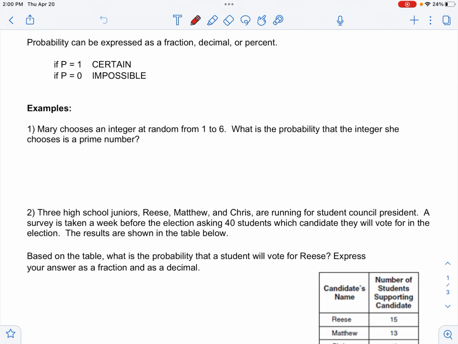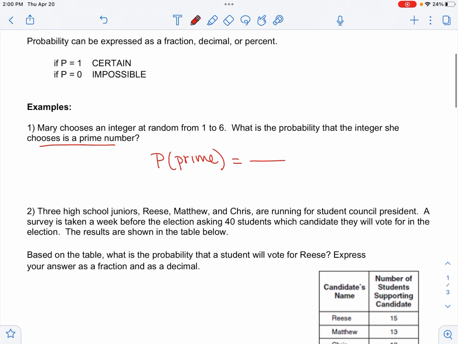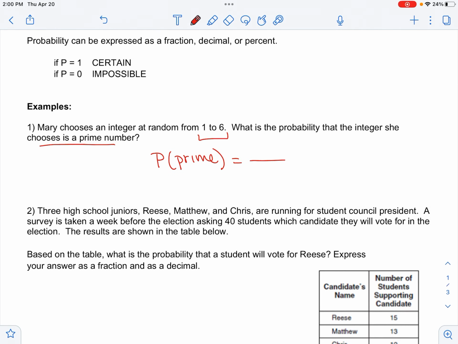So let's take a check here. Mary chooses an integer at random from 1 to 6. What is the probability the integer she chooses is prime? So probability prime, I always like to do the denominator first. How many outcomes could there be? There are 6 different outcomes, 1 through 6. How many of those are prime?